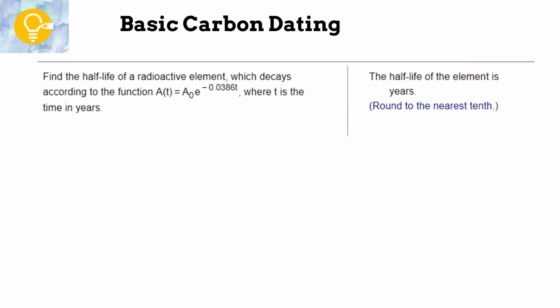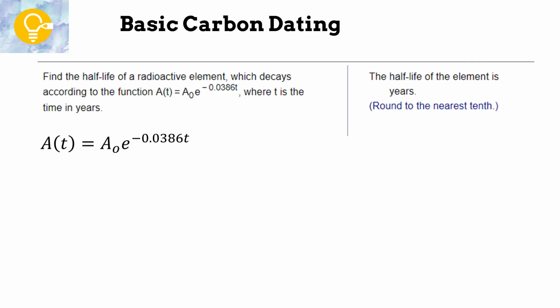You get to do this one by yourself. You're going to pause the video, do it, and then press play for us to work it together. Find the half-life of a radioactive element which decays according to the function A of t equals A naught e to the negative 0.0386t, where t is time in years.